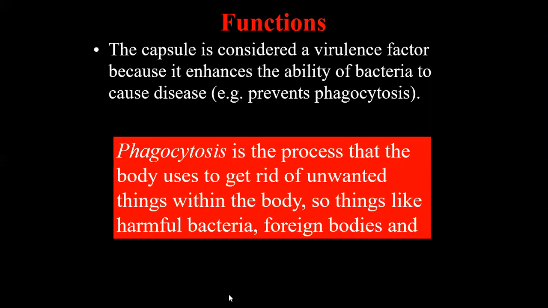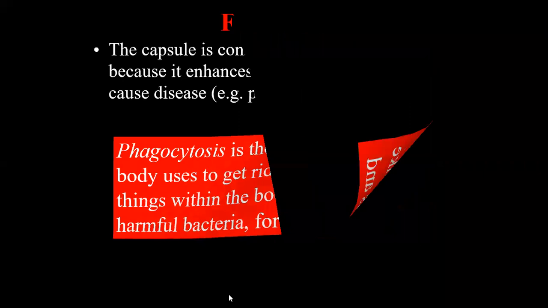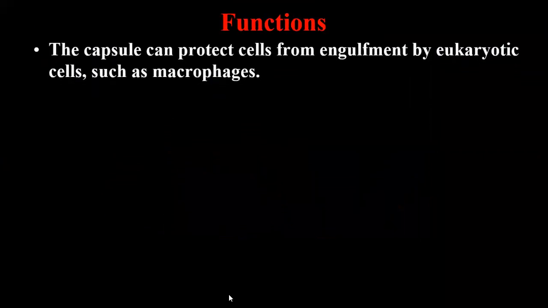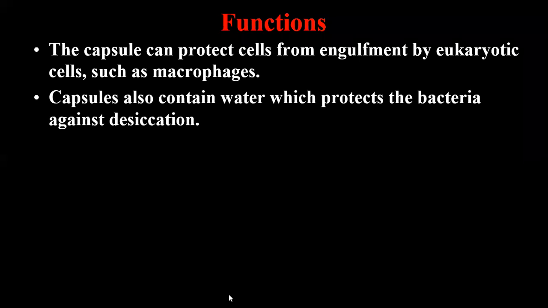For those who don't recall, phagocytosis is the process that the body uses to get rid of unwanted things within the body. So things like harmful bacteria and foreign bodies are removed from the cell. The capsule can also protect from engulfment by eukaryotic cells, such as macrophages. I've said that. The capsule also contains water, which protects the bacteria against desiccation. During desiccation, when there's no water, the capsule contains a certain level of water and it helps to conserve it for the bacterial cell. So it helps the bacterial cell to utilize the remaining water during drought or desiccation.